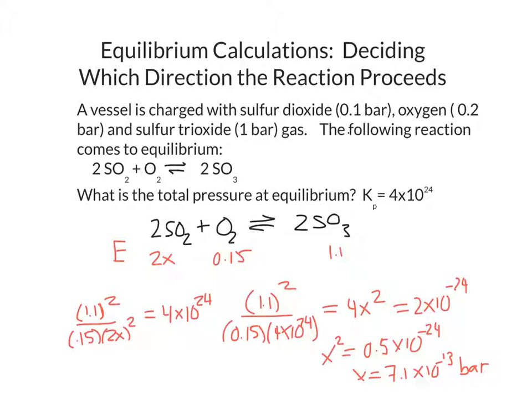And so now we can calculate the total pressure. So the total pressure is going to be the sum of all of these equilibrium pressures. And it won't really matter whether we add 2 times 7.1 times 10 to the minus 13 to these two pressures, because it's not going to change the answer. And so our total pressure will be 1.6 bar at the equilibrium point.